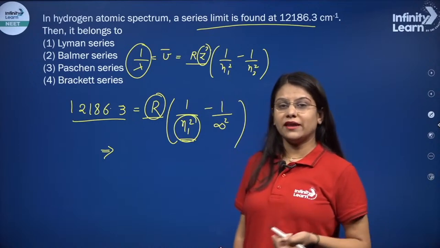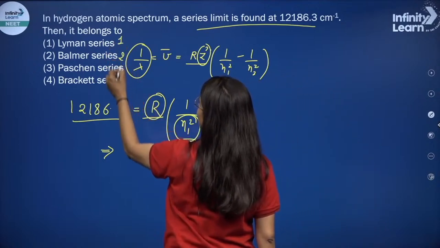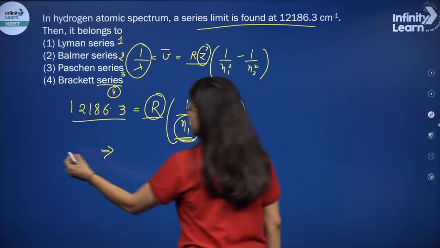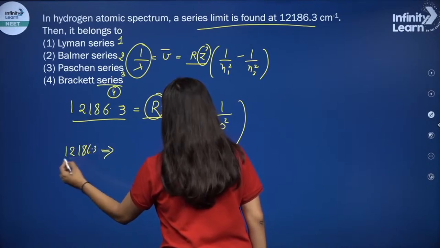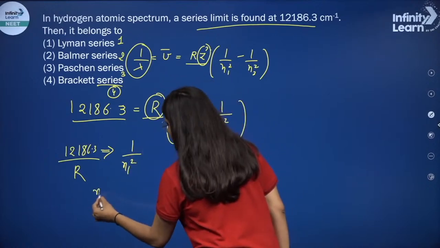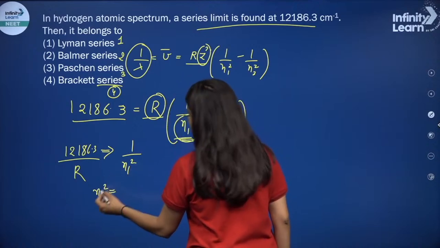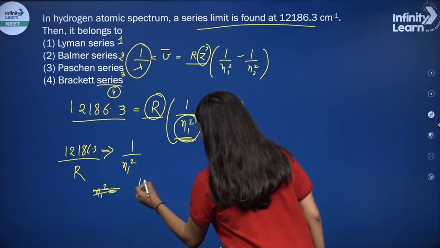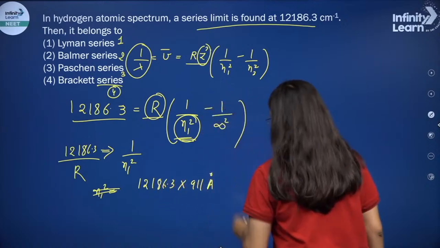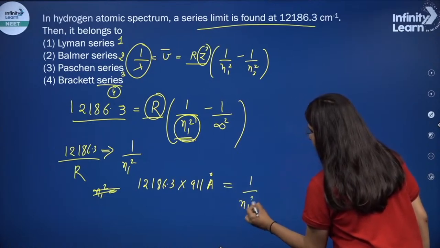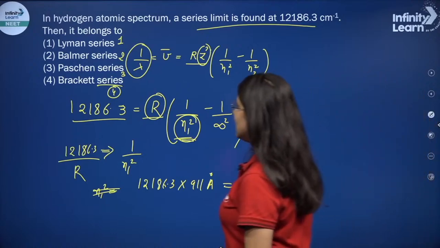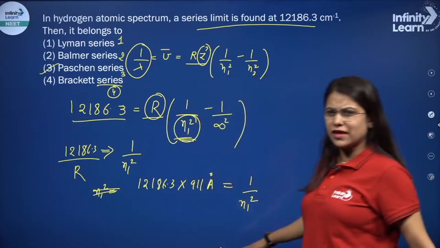Now for the Lyman series, what is N1? It will be 1. For Balmer, it will be 2. For Paschen, it will be 3. And Brackett, it will be 4. So here, what is the value of N1 square we will be getting? It will be 12186.3 by R, which is equal to 1 by N1 square. So I'll do the reciprocal. Or I can directly write, what is the value of 1 by R? 1 by R is 911 angstrom, so it will be 1 by N1 square. From here you can find the value of N1. I think it should be 3, approximately 3. So my answer will be Paschen series. You can do these calculations.